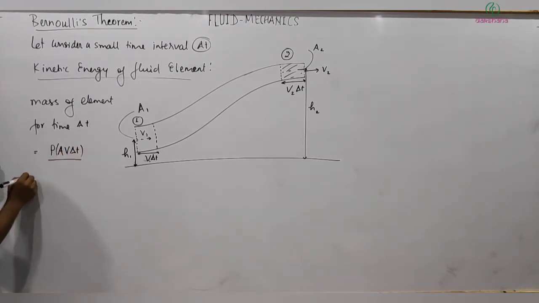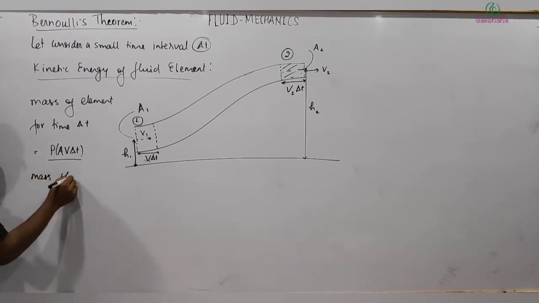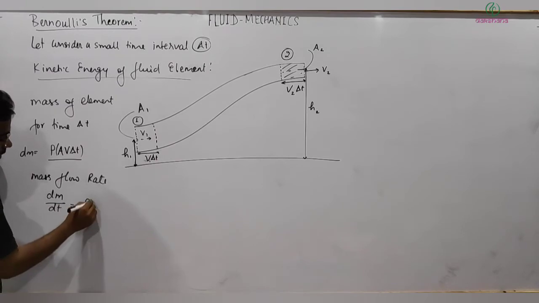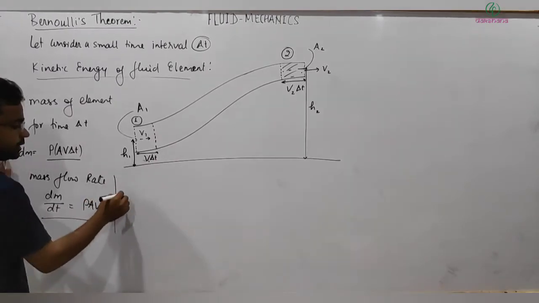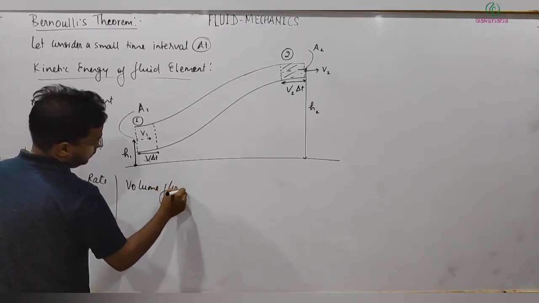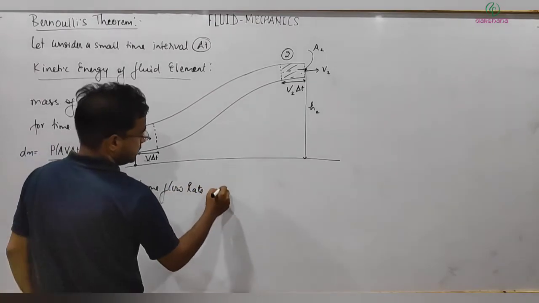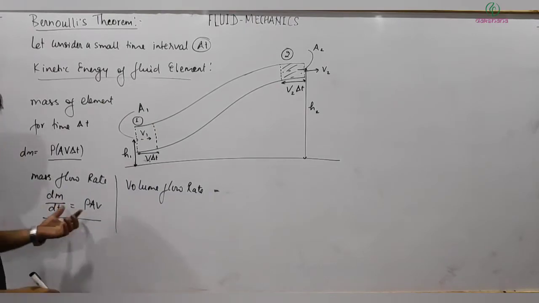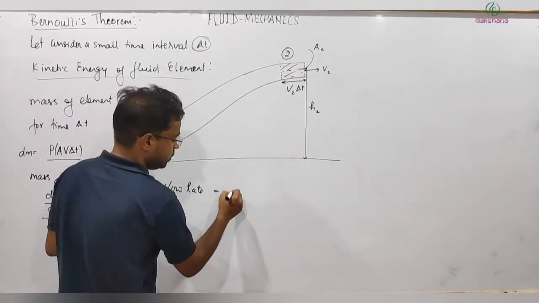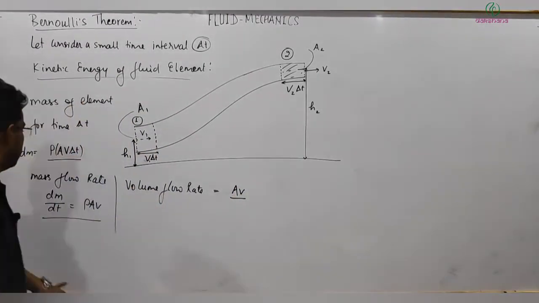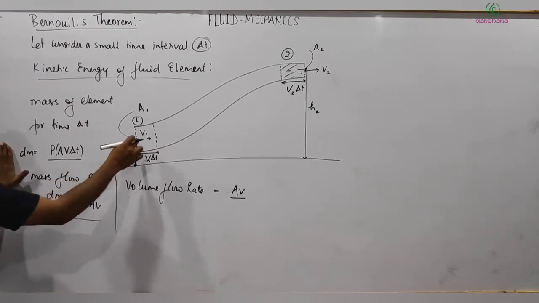And if I write the mass flow rate, then the mass flow rate dm by dt will be rho into A into V. And the volume flow rate is the mass flow rate divided by density, which gives you volume, so area into velocity is your volume flow rate. Okay, so let me now write the kinetic energy of the element at end 1.